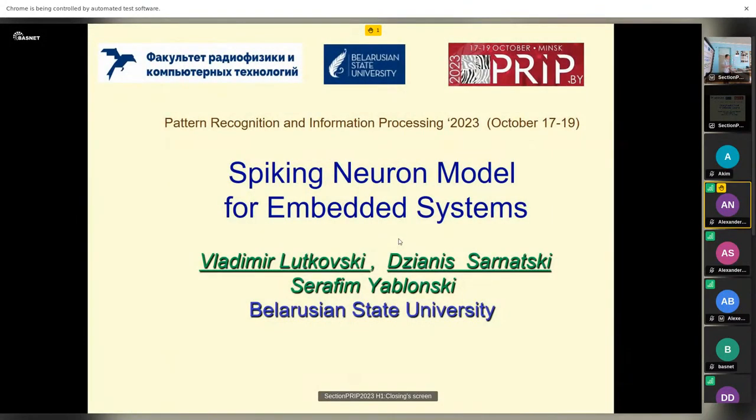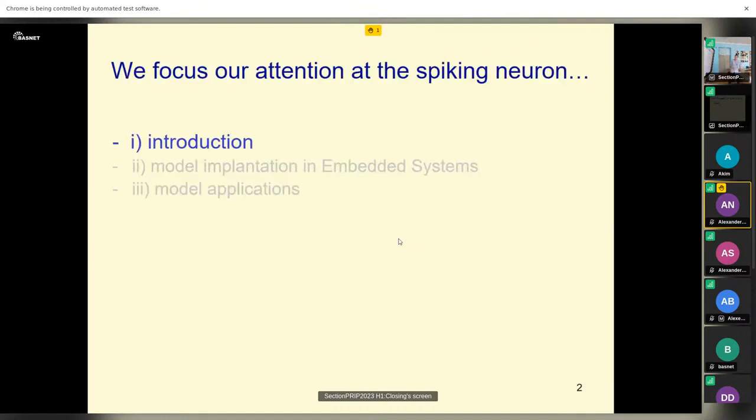Okay, you can start. Good morning, everyone. Again, I'm a student of Russian State University, Faculty of Biology and Technologies, graduated 10 of this work. This is a hardware implementation of we have spiking neuron. Next slide, please. We divide our work in three parts. It was introduction, model implementation system, and where we can apply this model.